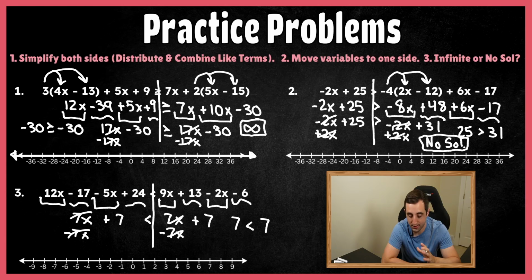Be very careful on stuff like this. 7 is not less than itself. But if it was 7 is less than or equal to 7, then it would be infinitely many solutions. This is an example where we get no sol, and a lot of kids mess this up. So this is going to be no sol. Again, we're being lazy here and abbreviating it. So no sol for number 3.